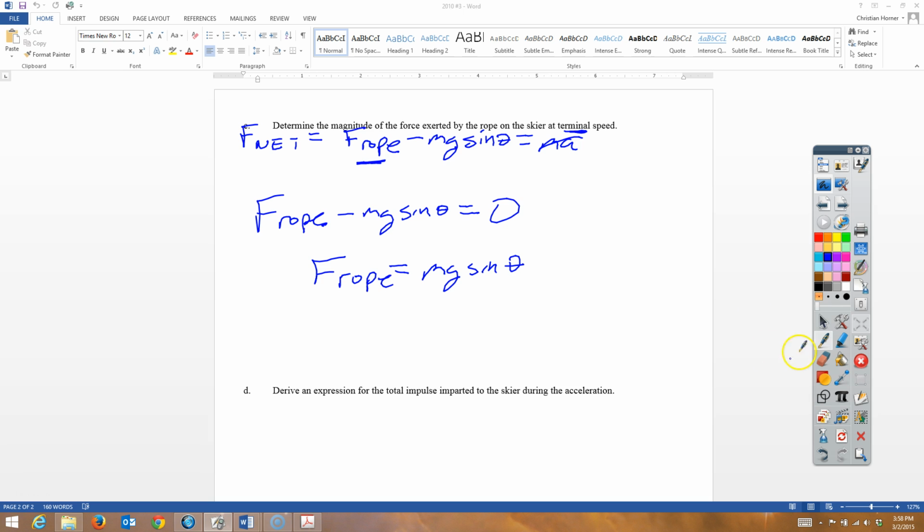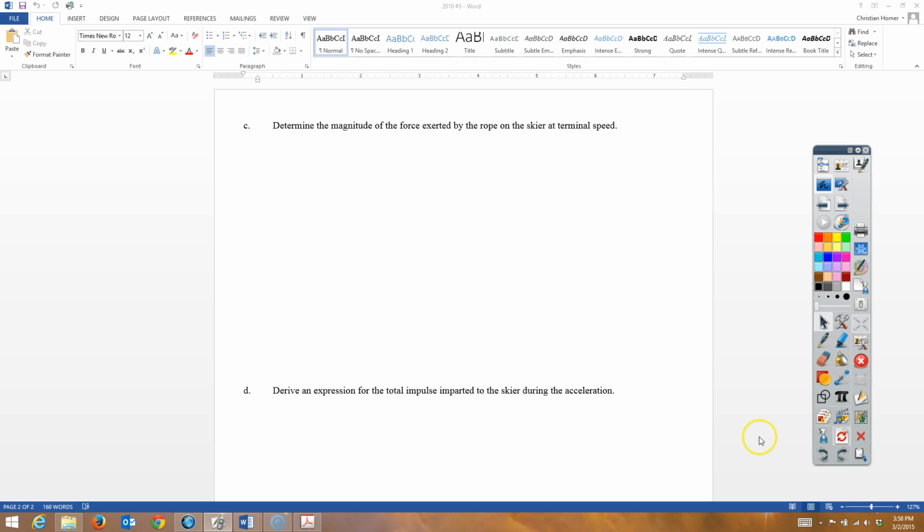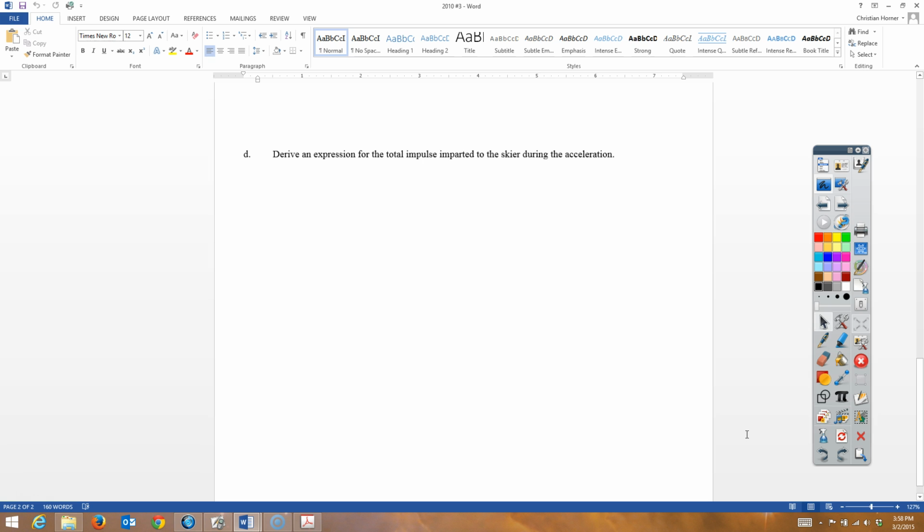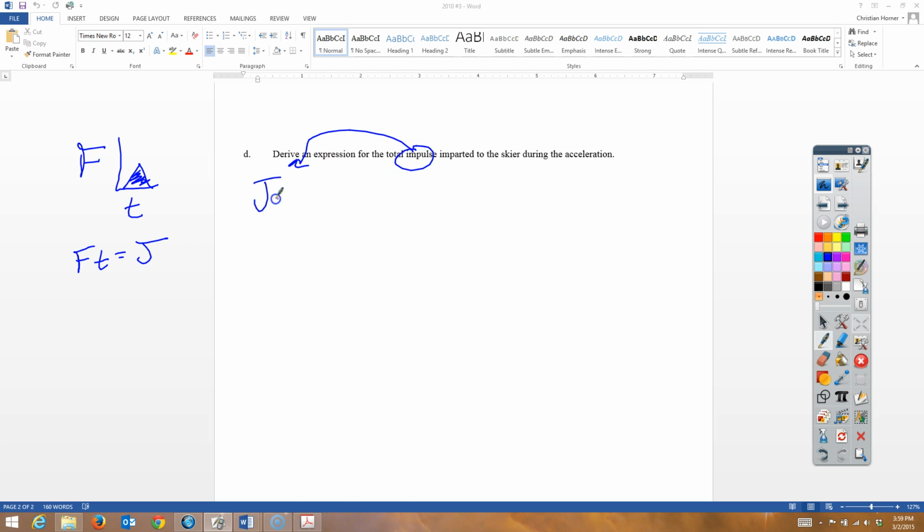The last part here is they want us to talk about impulse. And if you remember, when we talk about impulse, we can look at a force versus time graph, F, T. And if I have any shape here at all, the area of that shape is F times T, which is equal to J, and that's impulse. Now, in calculus, remember, the area of this curve is actually the integral, so impulse J is equal to the integral of F times dt.